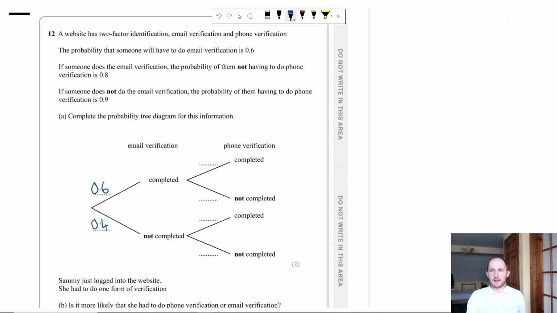Okay, so I'm going to tick that off because we've used it. If they do the email verification, so we're looking at this top set of branches here, the probability of them not having to do phone verification is 0.8. So the probability of them having to do it is 0.2, because again, it has to add up to 1. If they do not do the email verification, the probability of them having to do the phone is 0.9. So that'd be 0.1. Cool, right? But again, do it line by line and tick things off to make it super, super clear.